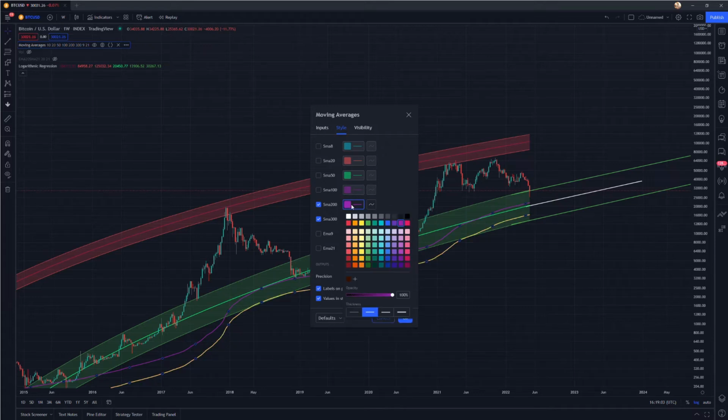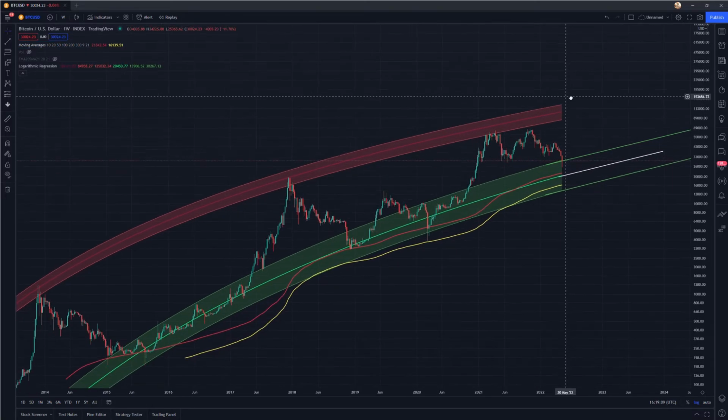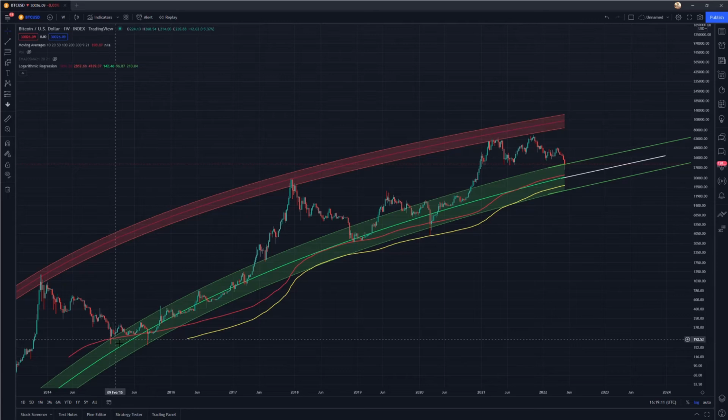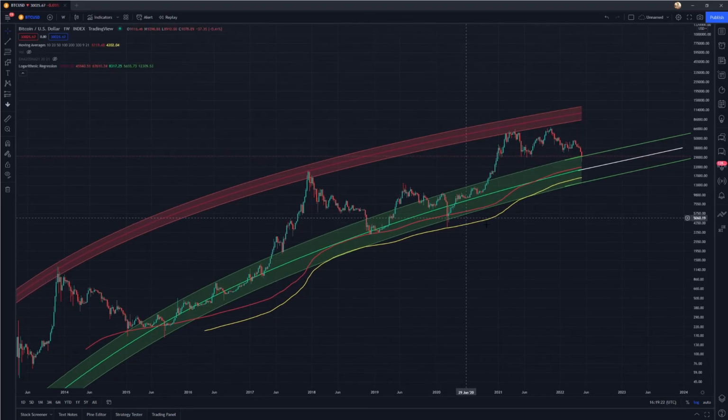The 300-week moving average is going to be in yellow, and the 200-week I'm going to do red. So you can see how in the past this red moving average has provided support in the bear markets, and you can see that time and time again. And this yellow moving average is much longer. So it's a 300-week moving average. It takes the closing price of the last 300 weeks and averages it together.